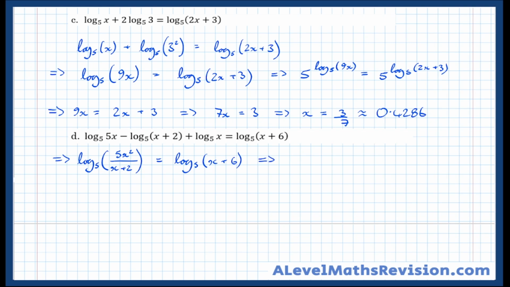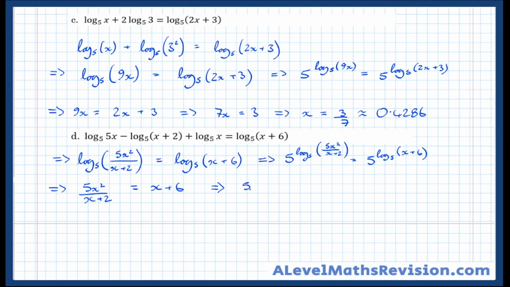Which then implies if I do 5 to the power of both sides, like this, 5 to the power of log base 5 of 5x squared over x plus 2 equals 5 to the power of log base 5 of x plus 6. And whilst this step isn't necessary to write down to get the marks, I would always advise writing it to enhance your understanding of logarithms. So that leaves us with 5x squared over x plus 2 equals x plus 6. And there we have a quadratic.